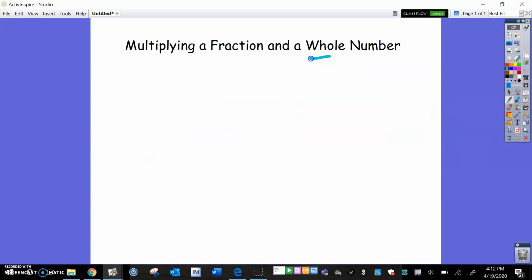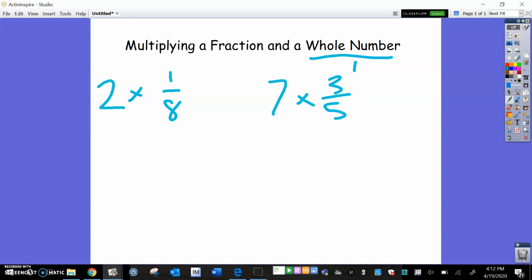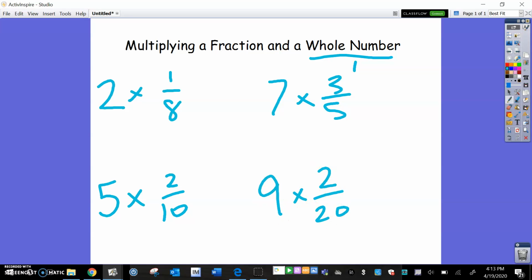All right, your job now is, I'm going to put up 4 problems for you guys to complete, and you're going to do the work on your own on a separate sheet of paper, and then I'm going to go through the answers at the end, and you guys check your work. So 2 times 1/8, 7 times 3/5, 5 times 2/10, and 9 times 2/20. Go ahead and pause this video now and solve these problems.